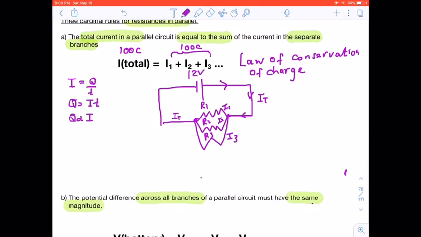What we're saying is, across here, if we put a voltmeter here, it will measure 12 volts. That means resistor 1, resistor 2, and resistor 3, since they are connected across common points, the voltage across each and every resistor will be the same. The voltage will be the same.